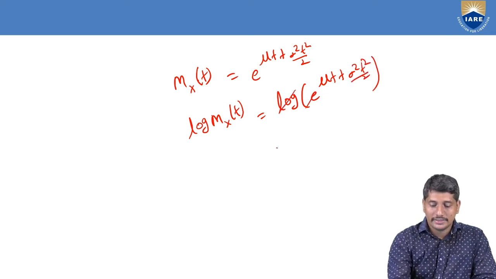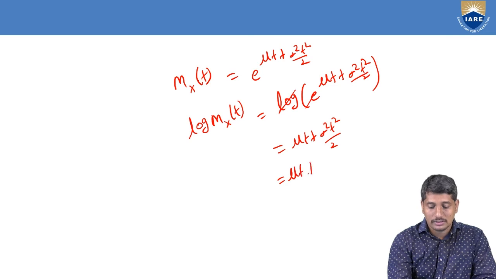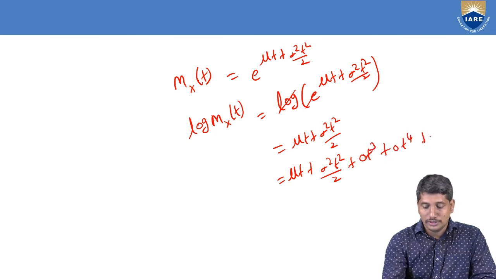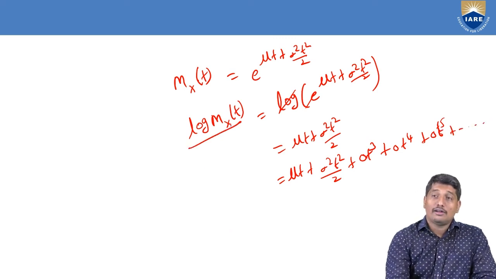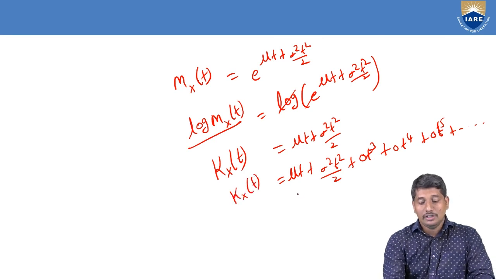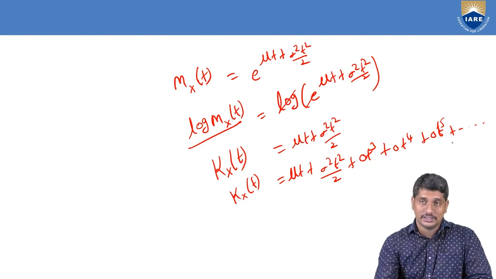Because log and e can be cancelled, we get mu t plus sigma square t square by 2, which can be written as mu t plus sigma square t square by 2 plus 0 t cube plus 0 t power 4 plus 0 t power 5, and so on. And we know that log of M_X(t) is denoted by the cumulant generating function, that is K_X(t). So the cumulant generating function K_X(t) is given by mu t plus sigma square t square by 2 plus 0 t cube plus 0 t power 4, etc.